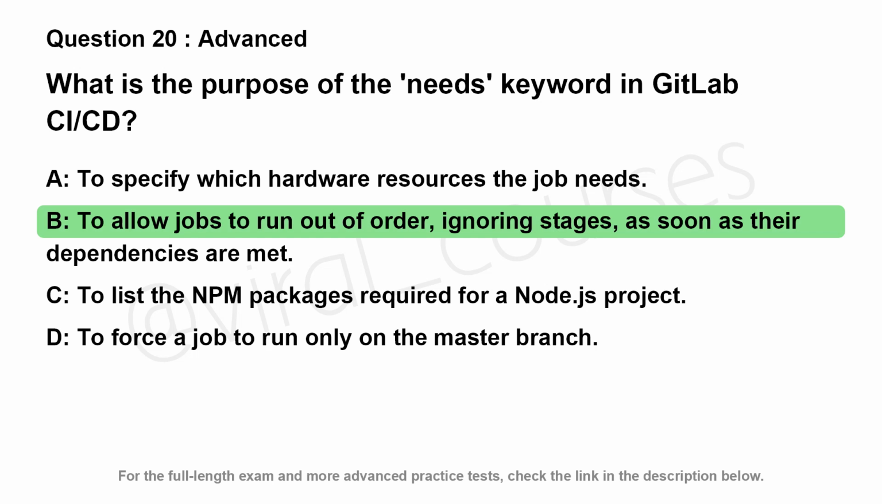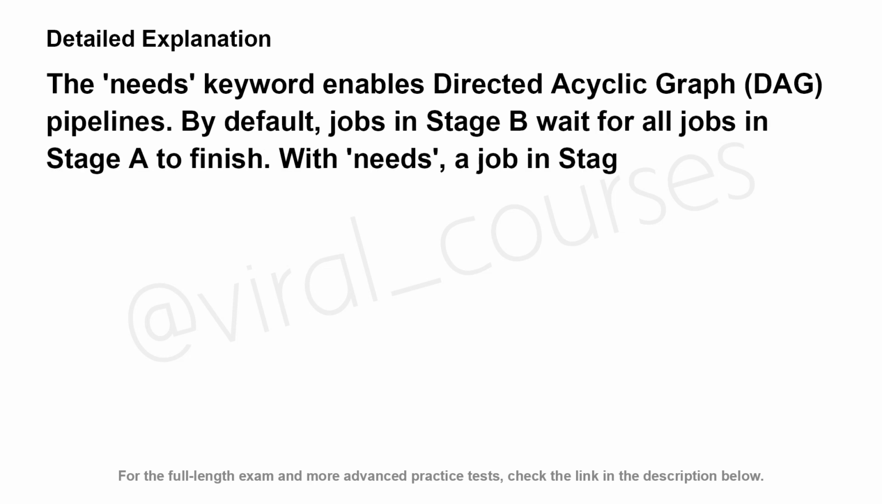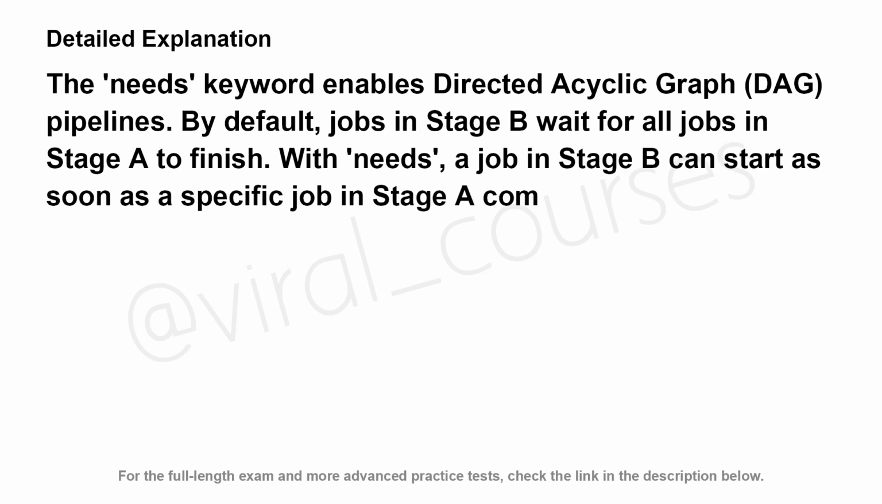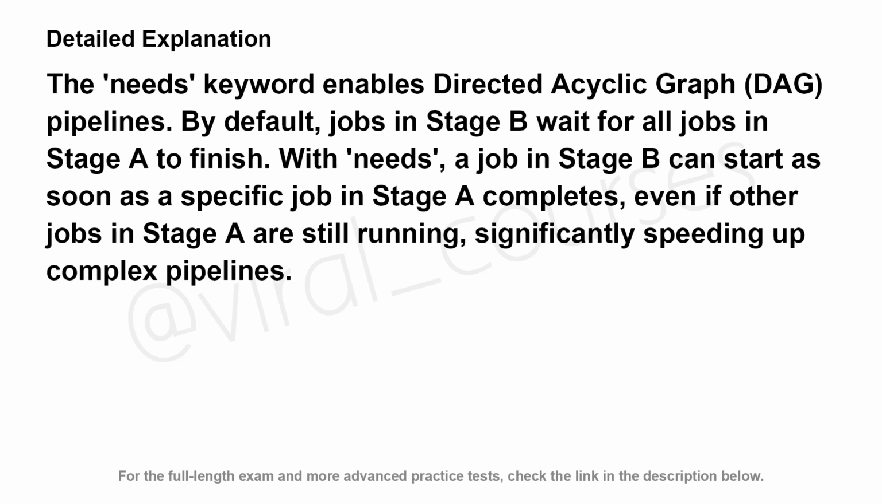The correct answer is B. The needs keyword enables directed acyclic graph (DAG) pipelines. By default, jobs in stage B wait for all jobs in stage A to finish. With needs, a job in stage B can start as soon as a specific job in stage A completes, even if other jobs in stage A are still running, significantly speeding up complex pipelines.